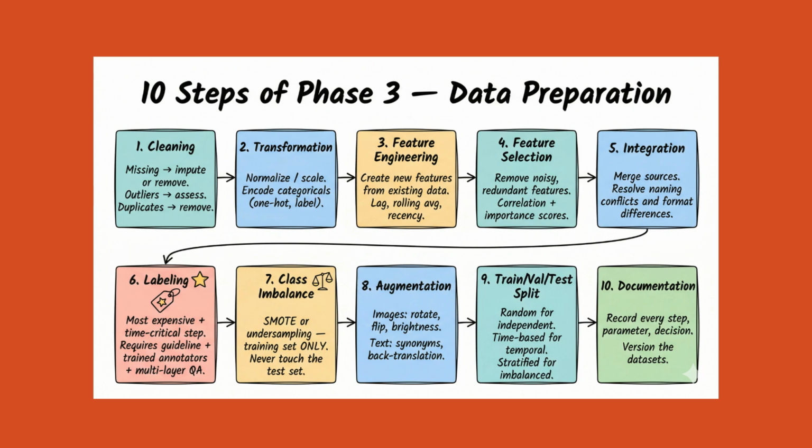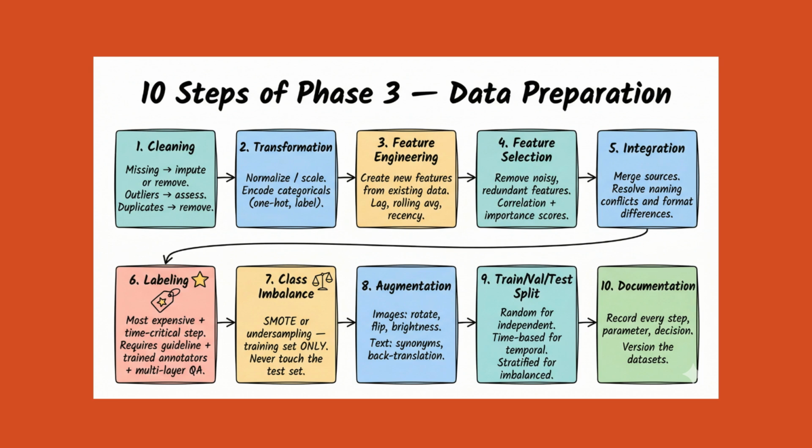Step 1. Data cleaning. Handle missing values by removal or imputation. Assess outliers. Are they data errors or valid extremes? Remove duplicate records. Step 2. Data transformation. Normalize numerical features so large-valued ones do not dominate. Encode categoricals using one-hot encoding for nominal data, label encoding for ordinal.